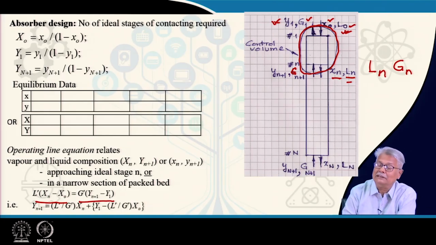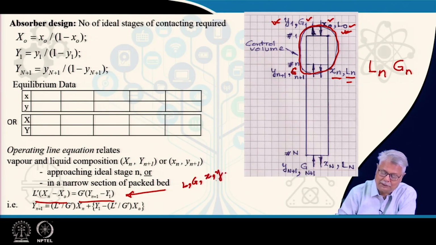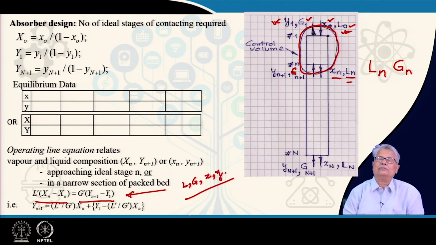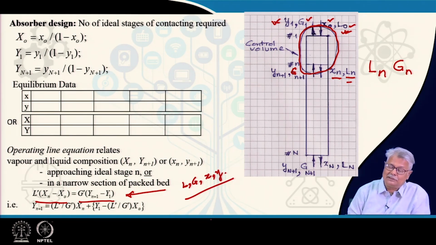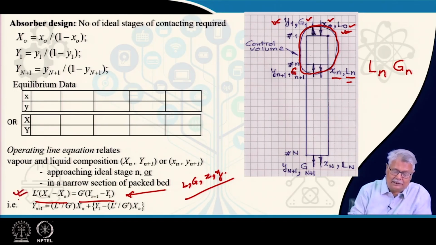Here Xn will be higher than X0 because it picks up the solute. Similarly, Yn plus 1 is also higher than Y1 because it is closer to the entry, where the concentration of the solute in the gas phase is higher. Exactly the same thing I could have also written in terms of L, G, small x and small y. In fact, in case of absorption, both the conventions and the units are used. I just rearrange my upper equation here, and this becomes this particular expression.